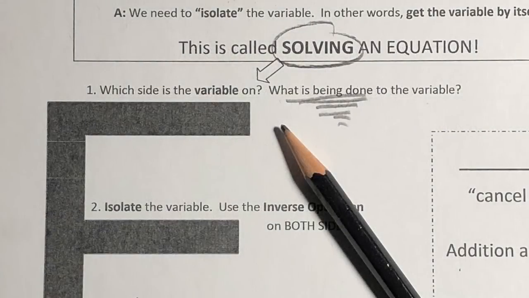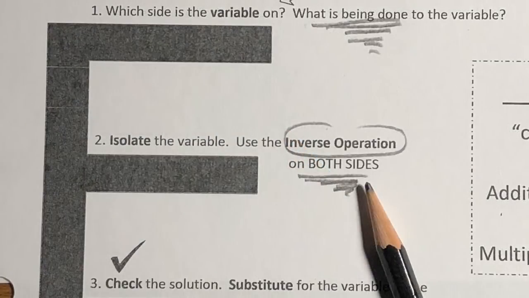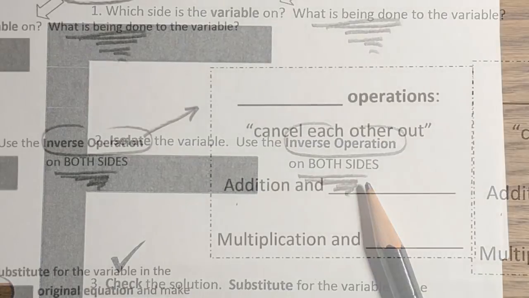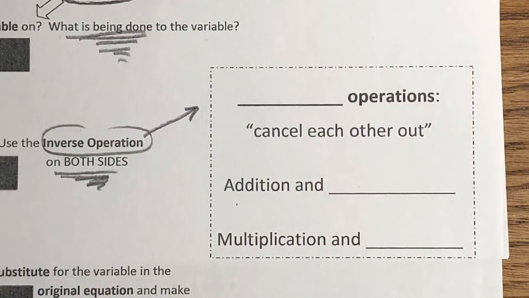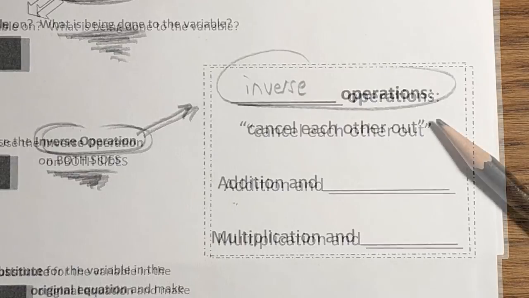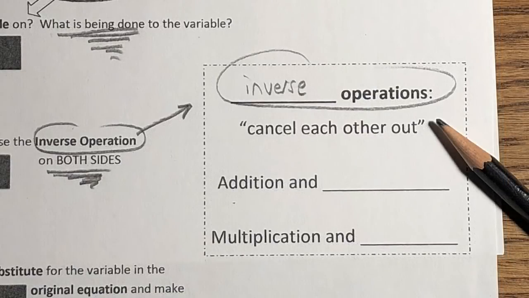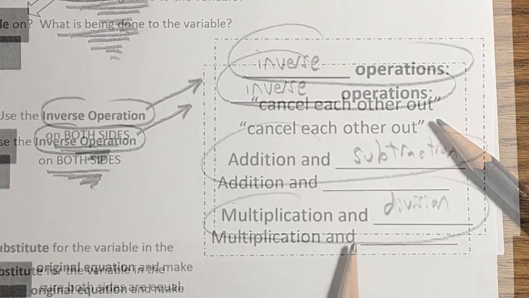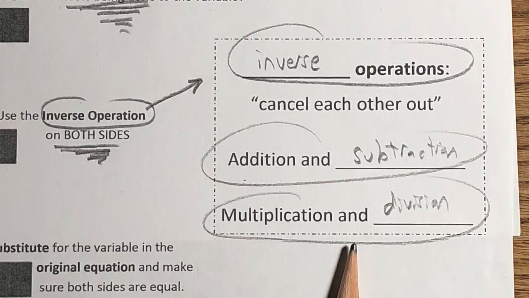So to solve an equation, start by asking which side is the variable on and what is being done to the variable. Second thing is you want to think about isolating the variable by using inverse operations on both sides. Now, inverse operations cancel each other out, and addition and subtraction are inverse operations, and so are multiplication and division.